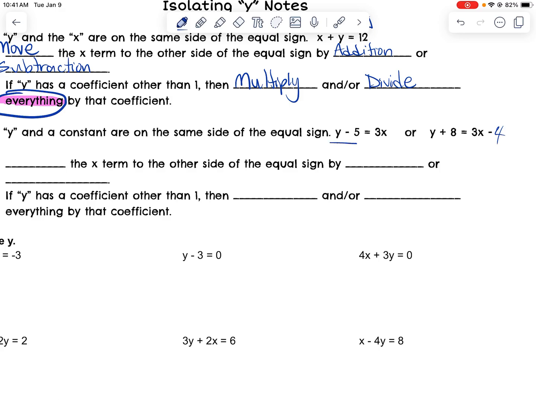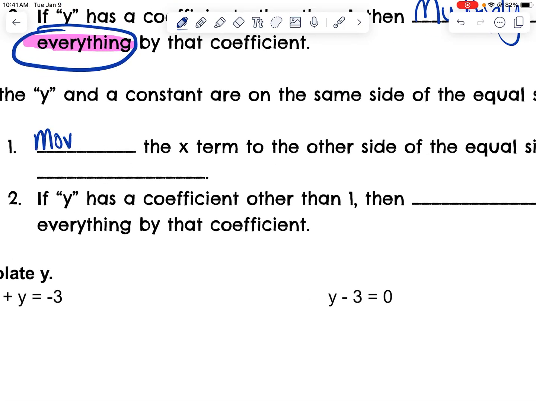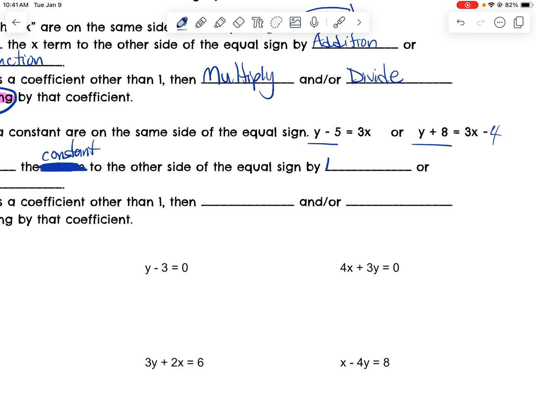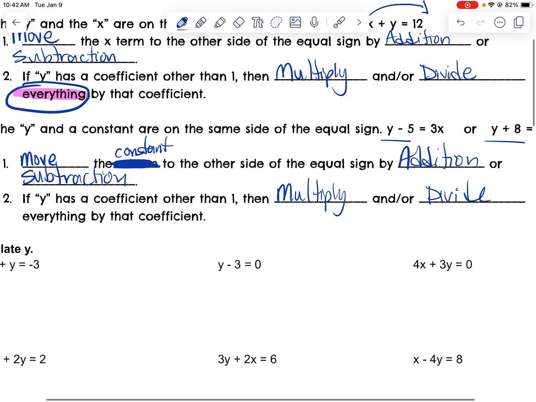This one, if the y and a constant, so this should have a 4 here. If y is sitting next to a constant with addition or subtraction, then what we're going to do is we're going to move, and I messed up on this, shouldn't say x term, the constant to the other side of the equal sign by addition or subtraction. Then, if the y has a coefficient other than 1, then you are going to either multiply or divide everything by that coefficient. And again, it does have the word everything.